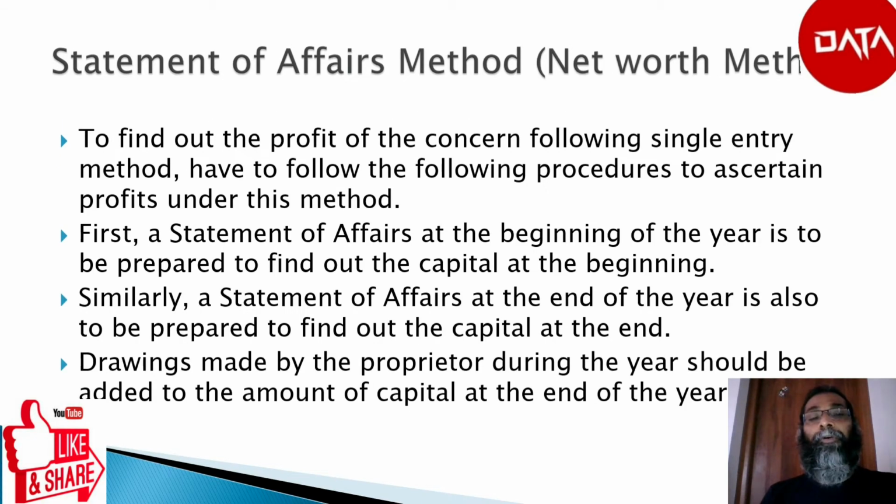To find out the profit of the concern, following single entry method, we have to follow the following procedure to ascertain the profit. First, a statement of affairs at the beginning of the year is to be prepared to find out the opening capital at the beginning. Similarly, a statement of affairs at the end of the year is also to be prepared to find out the capital at the end.